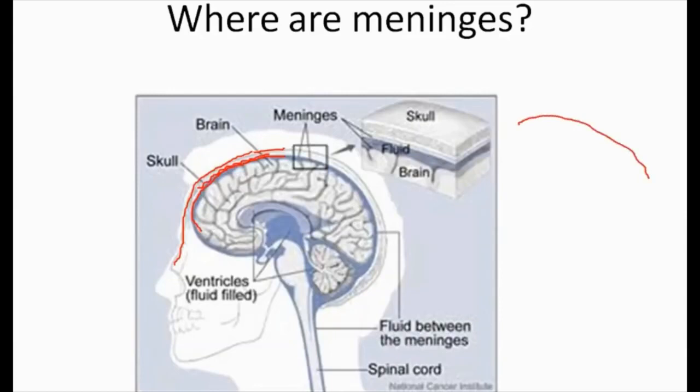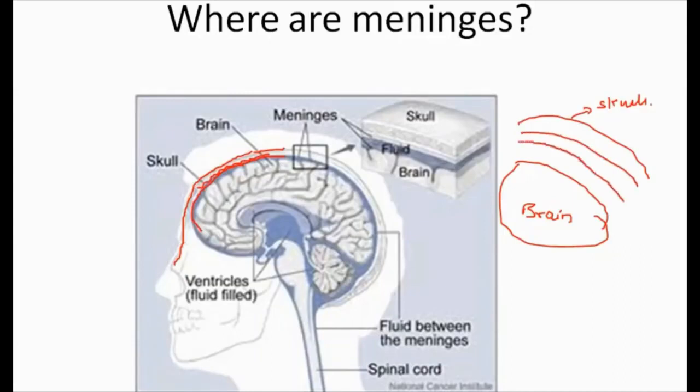Now see this. That is the skull, and now I am drawing the brain here. In between, the gap is present. So first layer, second layer and third layer. The third layer is the innermost layer.